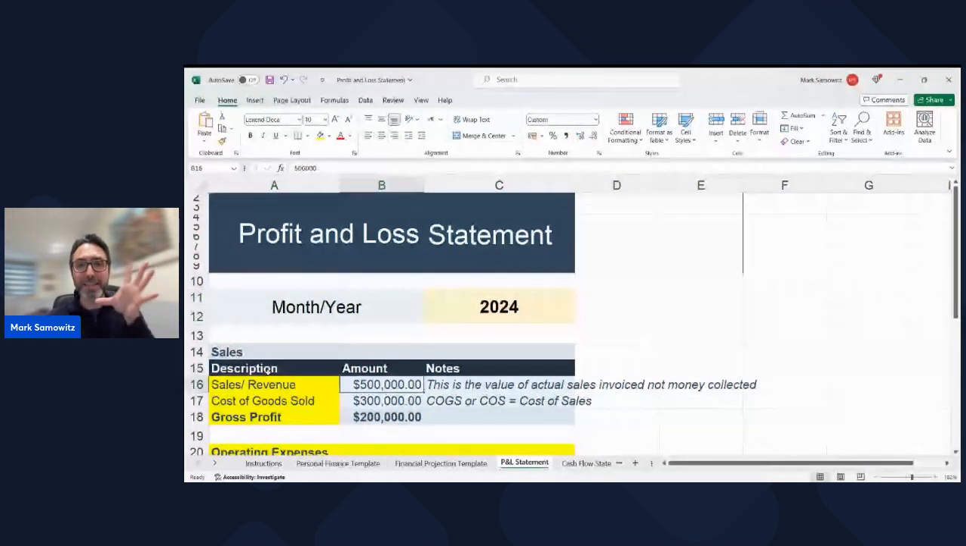Just know that that sales number does not tell us how much of that sales has actually been collected in money. And this is something known as accrual accounting. We account for revenue when we actually do the work and not when we receive the money. Okay, so let's go to the next line, cost of goods sold.